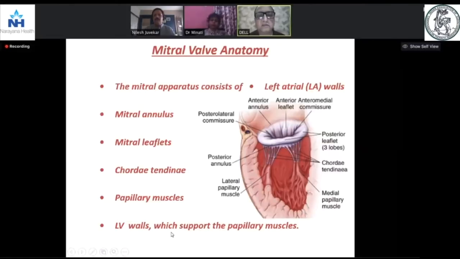I'm talking on assessment of the mitral valve by transesophageal echo. Before I start the actual assessment of the mitral valve by transesophageal echo, I would like to talk a little bit on the mitral valve anatomy.